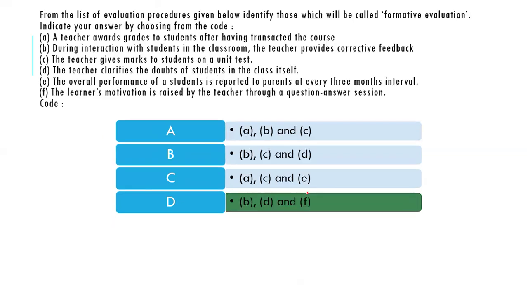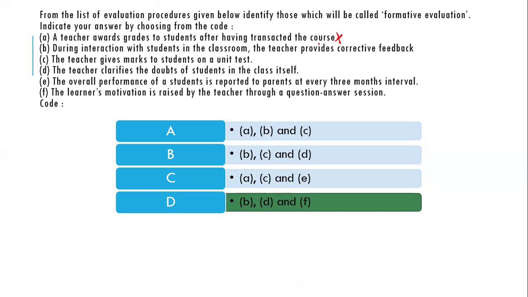Then we have evaluation procedures. We have to identify those which will be called formative evaluation. So formative evaluation happens during the course. Before the course, it is placement evaluation. During the course, it is formative, also known as internal evaluation. After the course completion, or at the end of the course, it is summative evaluation. So here, a teacher awards grades to the students after having transacted the course.